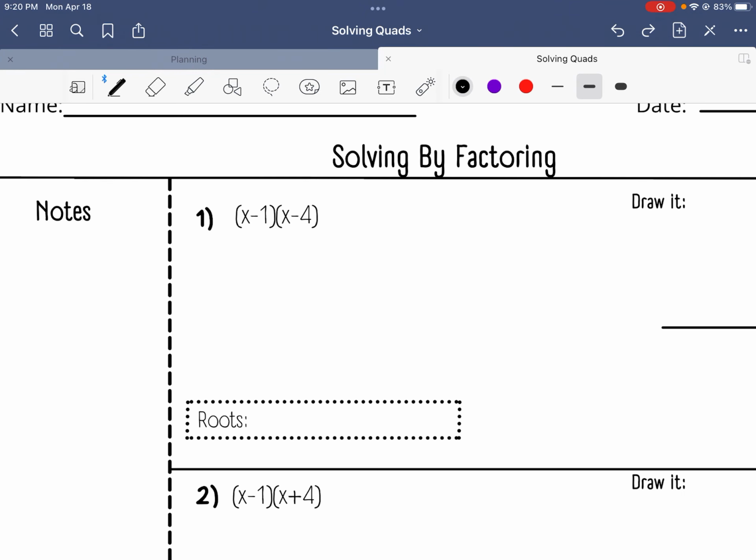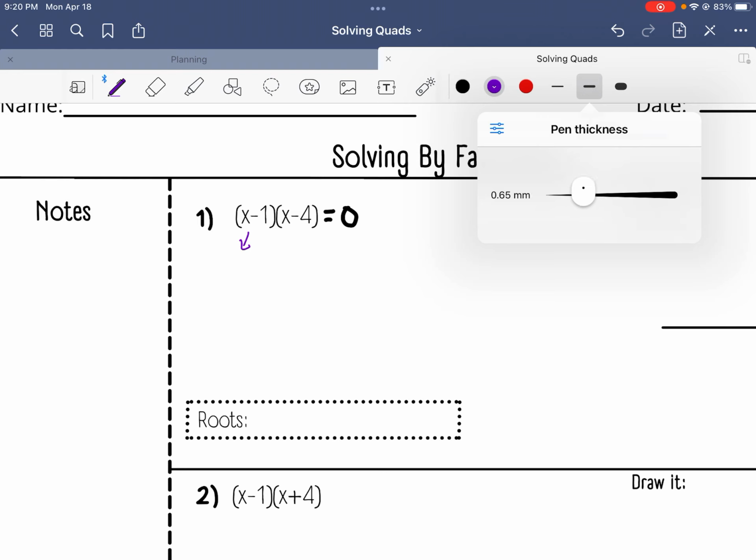You can skip through the video if you don't need it, but we're trying to solve by factoring, and we have this factored form equation. It is factored form when there are two sets of parentheses. So again, I'm trying to figure out what's going to make this equal to 0. There are two ways to do this.